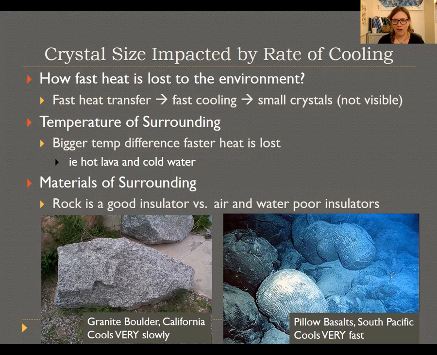So in general, air and water are very poor insulators. So they're gonna pull and pass heat quickly away from a lava or magma, whereas rock underneath the earth is gonna be a much better insulator. And so that's an additional reason why something like granite or gabbro that forms underneath the earth would form much more slowly and have the opportunity to grow larger size crystals in that slow cooling process.